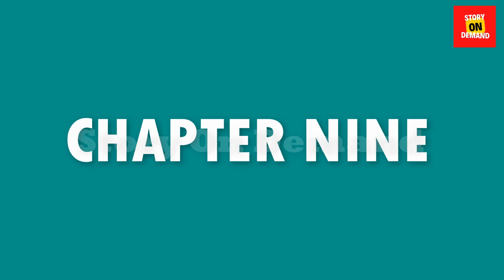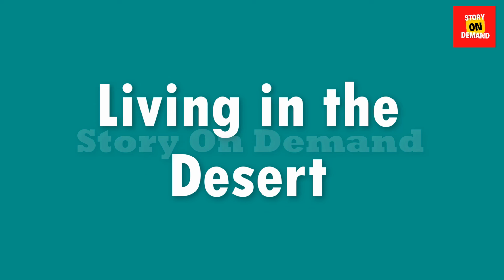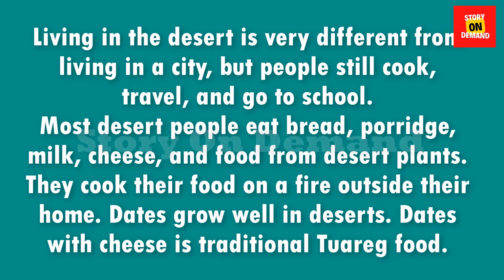Chapter 9. Living in the Desert. Living in the desert is very different from living in a city, but people still cook, travel, and go to school. Most desert people eat bread, porridge, milk, cheese, and food from desert plants. They cook their food on a fire outside their home.